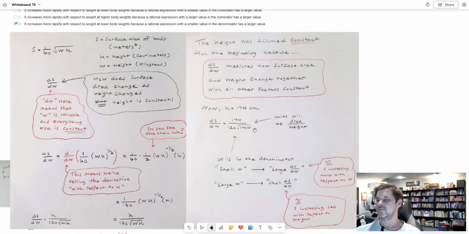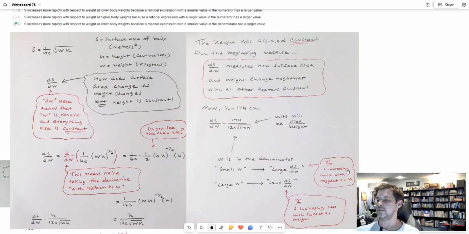Now, when I look at this formula, here's what I notice about it. I see that W is in the denominator. And I know just by arithmetic that when you divide by a small number, you get a big answer, but when you divide by a big number, you get a small answer, right? 1 divided by 2 is bigger than 1 divided by 20, for example. So here's the overall trend with this derivative. For small weights, that derivative will be large.